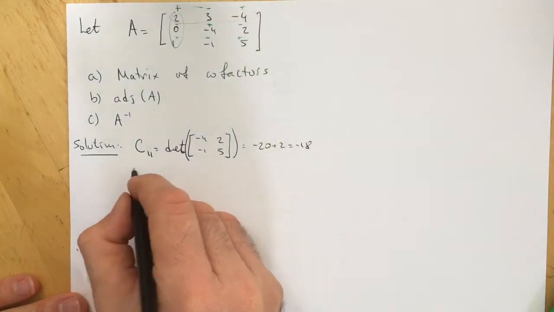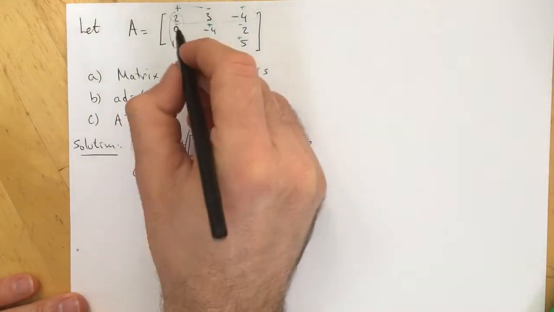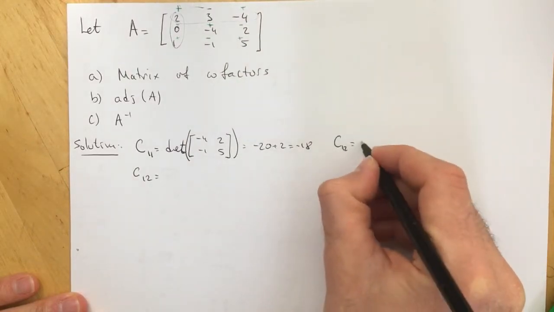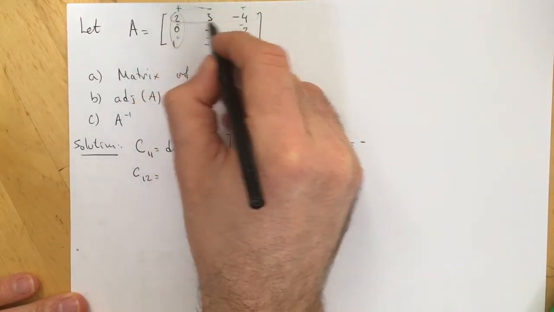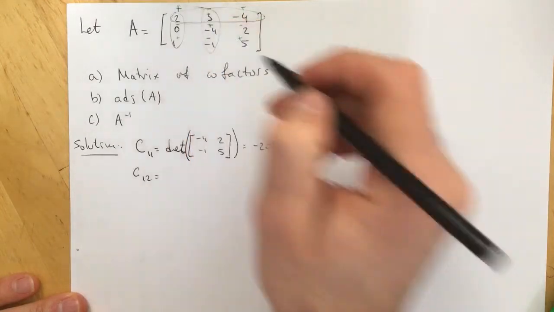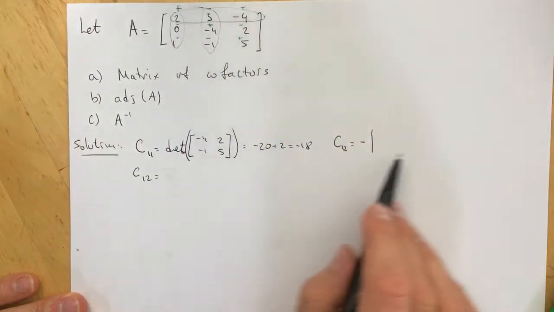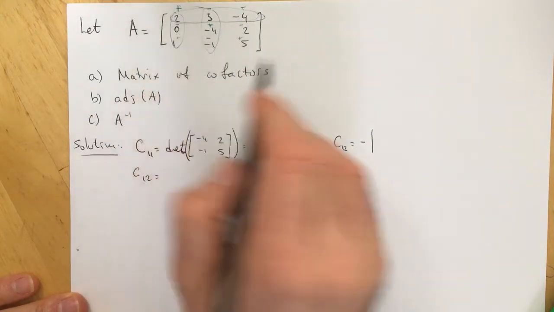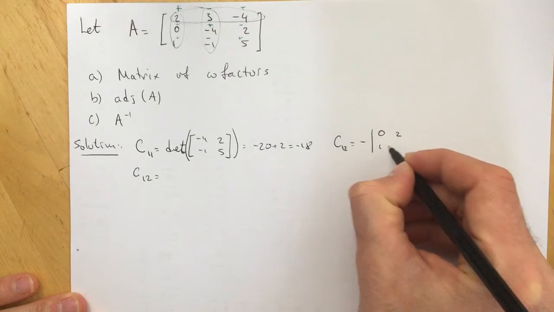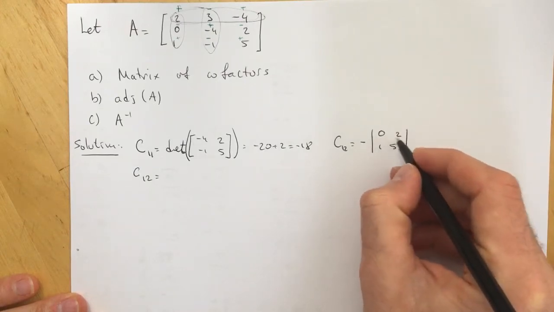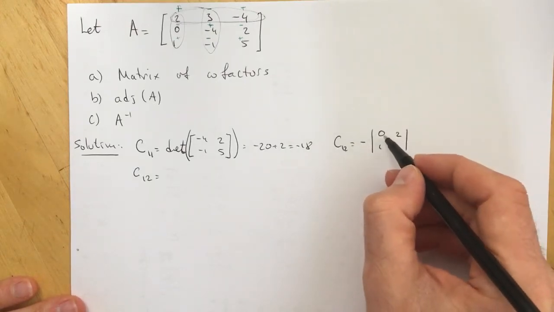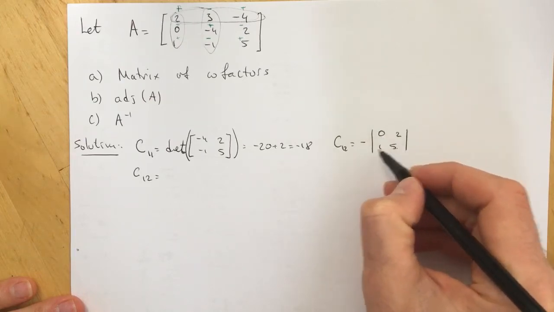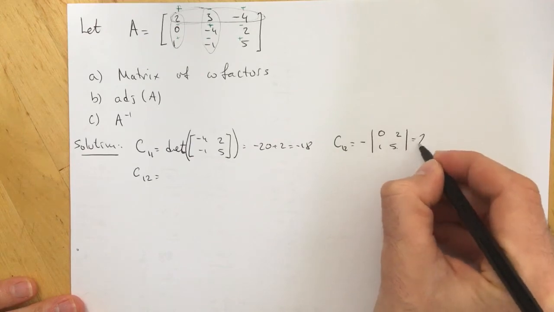Okay, now C12, sorry, so here it's C12, right? That's negative. So now I'm taking the first row and the second column, so I'm going to change the notation just to save some space here. That's the notation of the submatrix 0, 2, 1, 5. And again, I just multiply 0 times 5 to find a determinant of 2 matrix. That's 0 minus 2 with negative here, it's equal to 2.